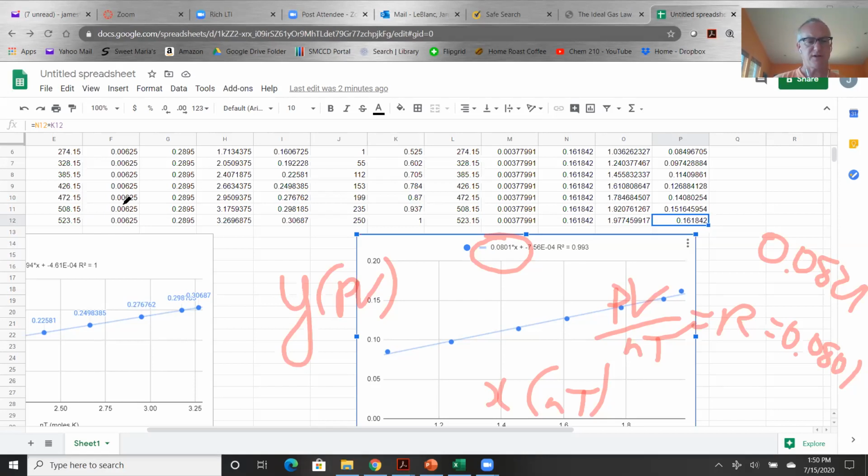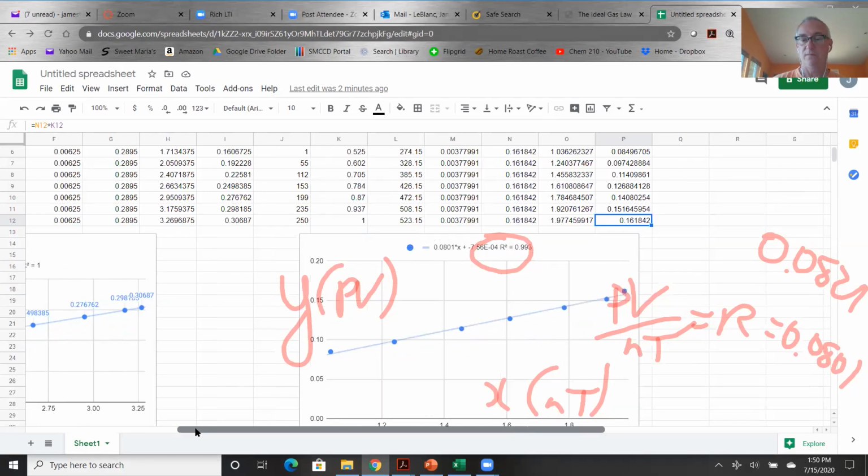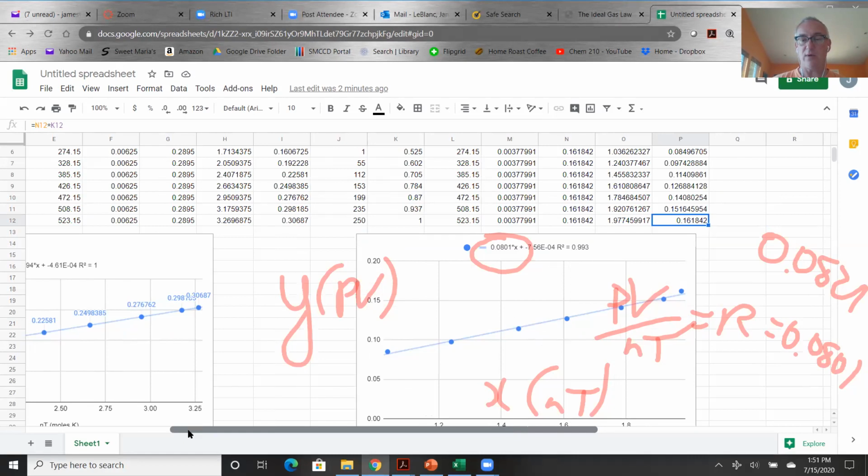And I think it's closer than our other one. What was our other one? 0.094. Yeah, that was much different. So yeah, I'd consider that a win. 0.0801. But like I said, when I ran it for nitrogen, I got exactly the right answer. So it may be you're going to get different values of R every time. So that's kind of cool.